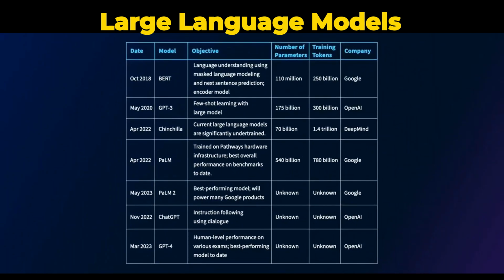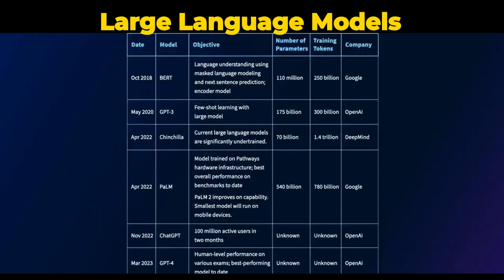Now let's go ahead and add ChatGPT and GPT-4 to our table comparing the large language models. ChatGPT was incredibly popular as soon as it was released. GPT-4 has human level performance on various exams and is the best performing model at the time of this recording.